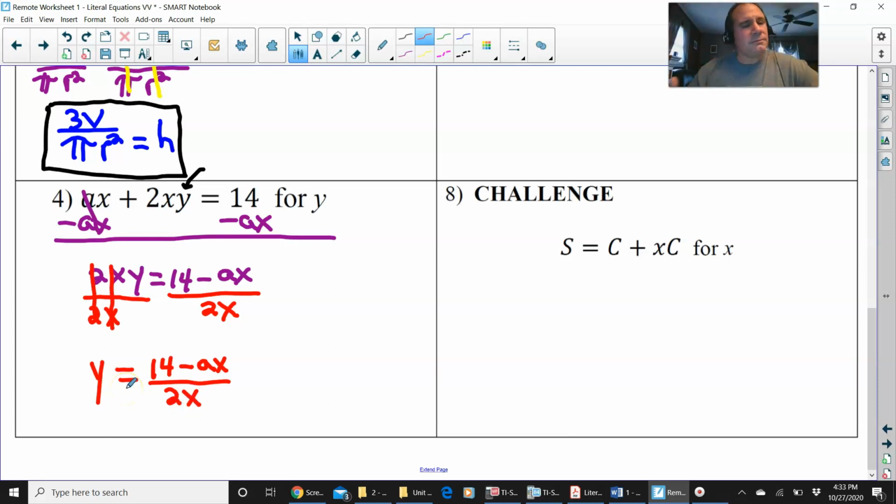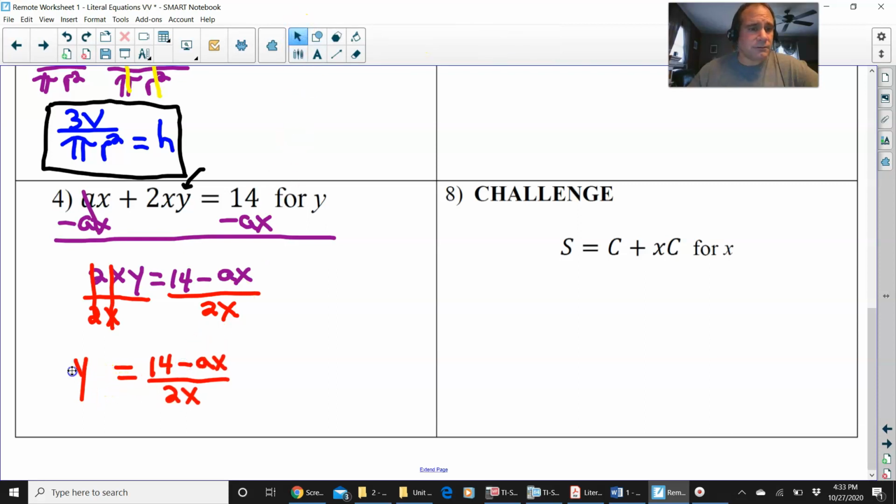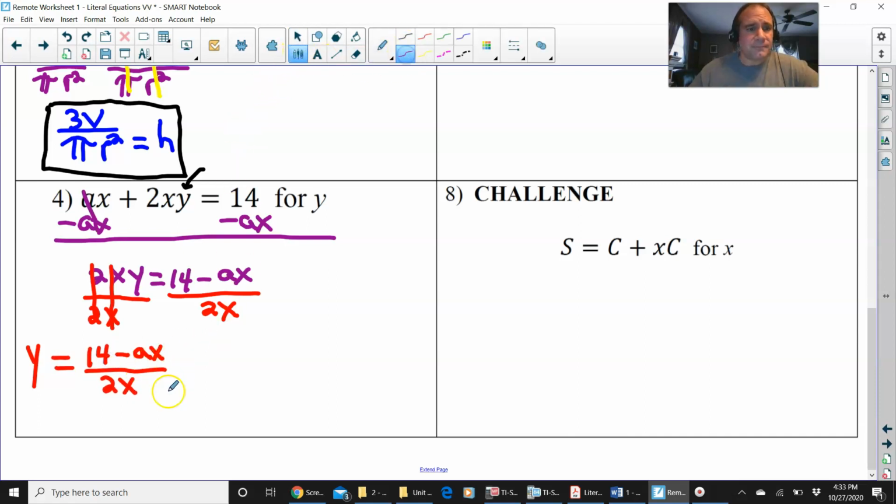All right, so that right there might be acceptable, but we are going to move that over. See if we can move this over. And we're going to try to reduce it further. So I'm going to rewrite it. Y equals 14 over 2x minus ax over 2x.